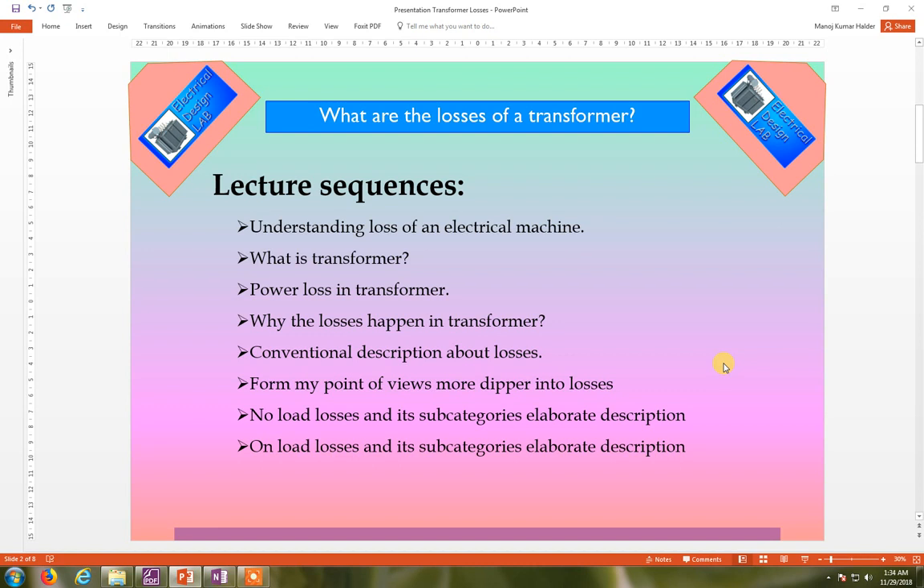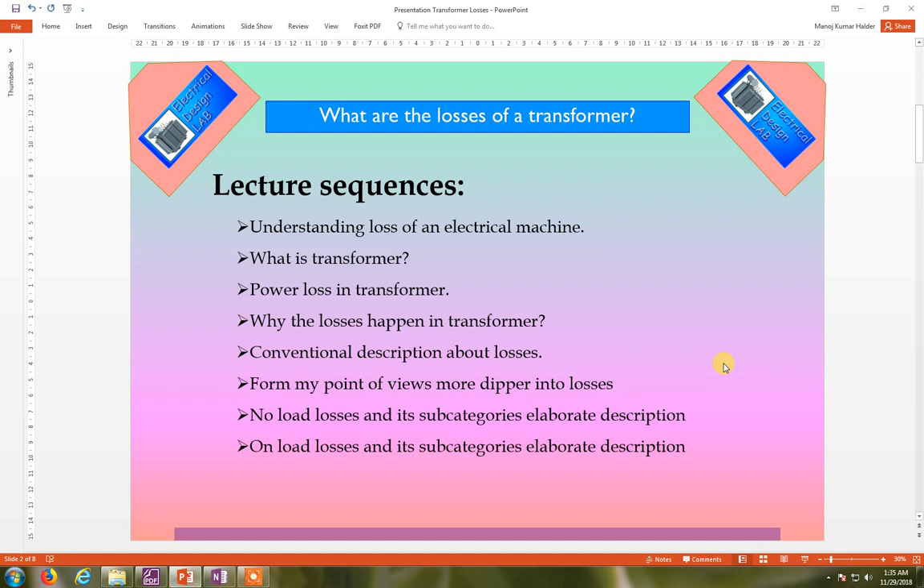So in this lecture, how will we learn about this knowledge? Let's see the lecture sequence first. Firstly, we will understand what the loss of an electrical machine is. Then we will focus our attention on the transformer. Next we will learn about the power loss in a transformer, and you should know why the losses happen in this transformer. We will discuss it more and more clearly, okay?